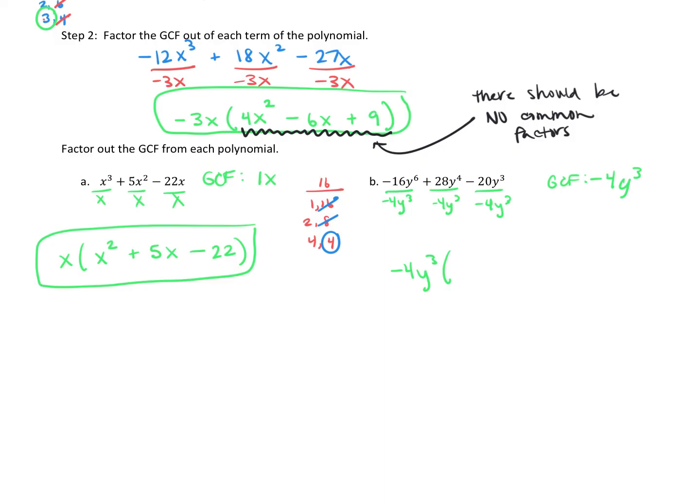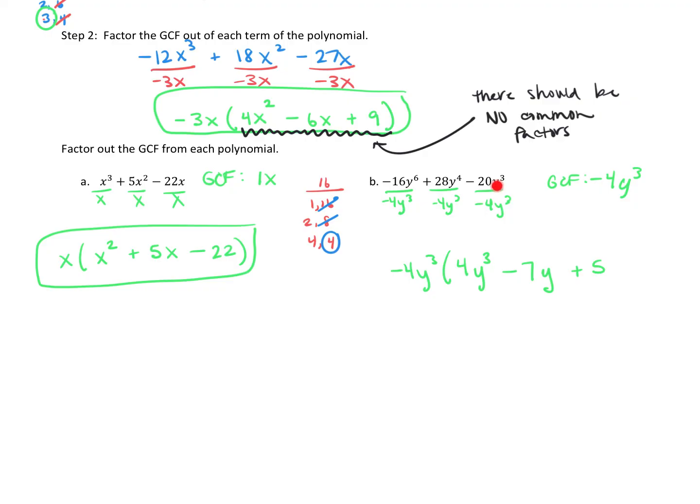Negative 16 divided by negative 4 is positive 4. y to the 6 over y to the third. Subtract those exponents and you get y to the third power. All right, next term, 28 divided by negative 4 is a negative 7. Y to the fourth divided by y to the third. Subtract your exponents, you get a y to the first. Negative 20 divided by negative 4 is a positive 5.